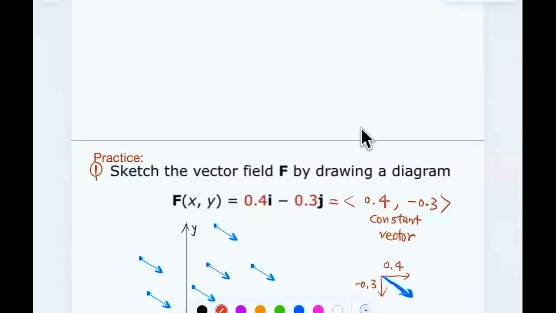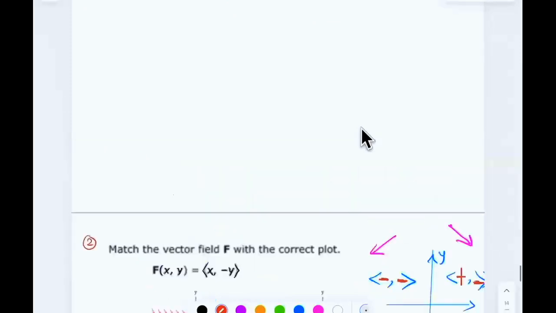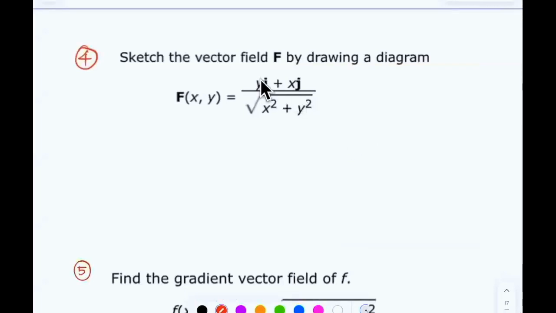Would you like to try some examples? Okay. Let's try number 4. Can you guys try number 4? We still have a lot of questions. Okay. Let's try to do it together. So I'm going to ask you, what's the magnitude of this vector? Can you guys tell me?